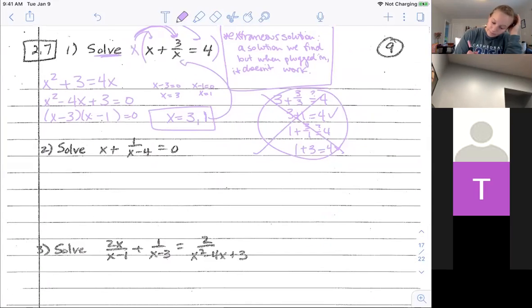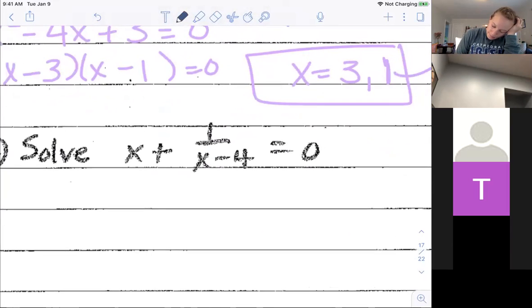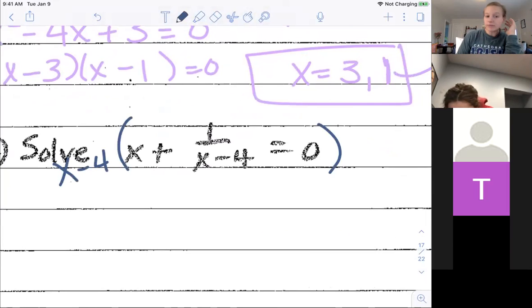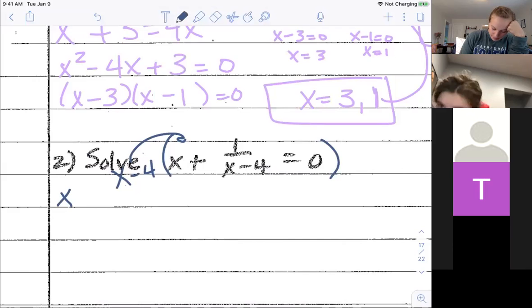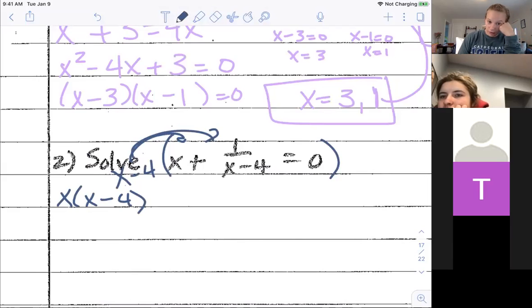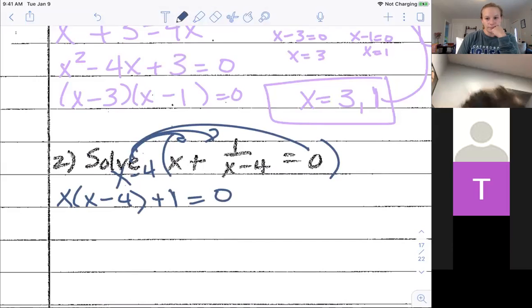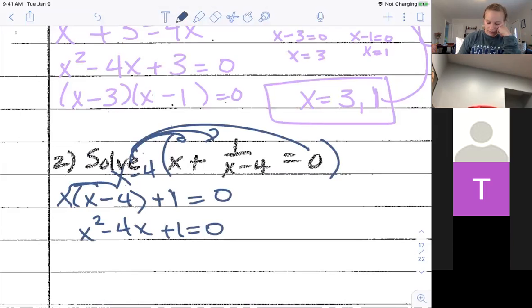Let's do another one. This one, my denominator is x minus 4, so I'm going to multiply x minus 4 to everything. I'm careful here, I don't distribute until I have to. So I'm going to do x times x minus 4, and I'm not going to multiply that through until I'm done. x minus 4 times 1 over x minus 4, well, the x minus 4's cancel, so I just get 1. And then 0 times anything is just 0. Now I'm ready to distribute. x squared minus 4x plus 1 equals 0.